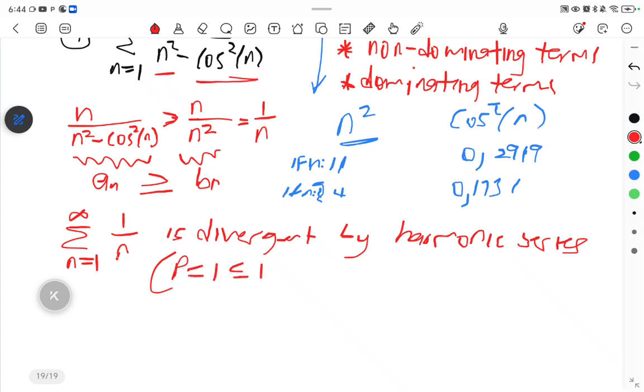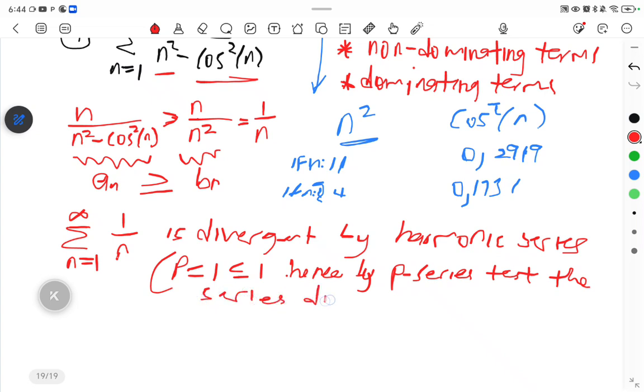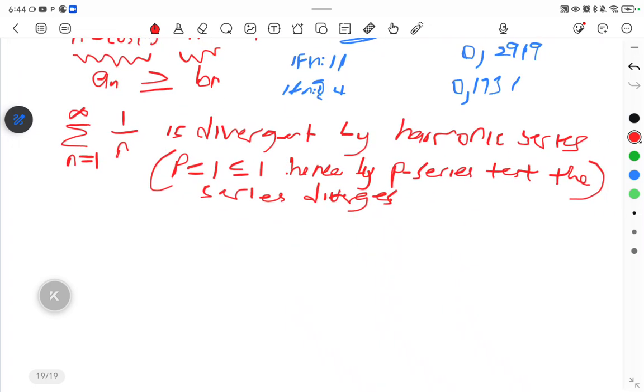Hence, by the p-series test, the series diverges. You see that harmonic series and p-test agree, right? Diverges. And so n over n squared minus cos squared n is also divergent.